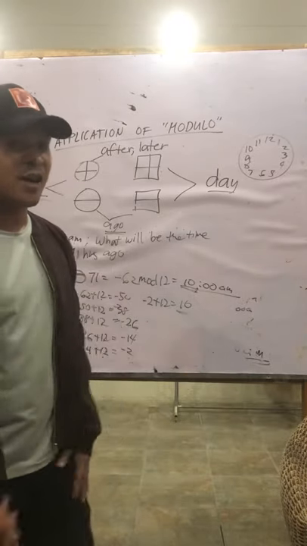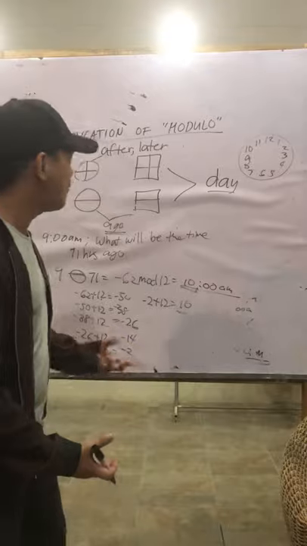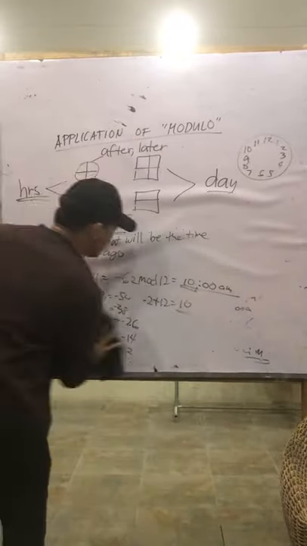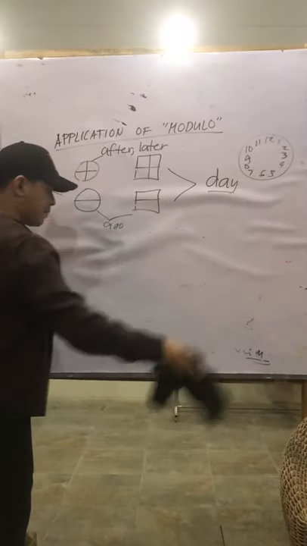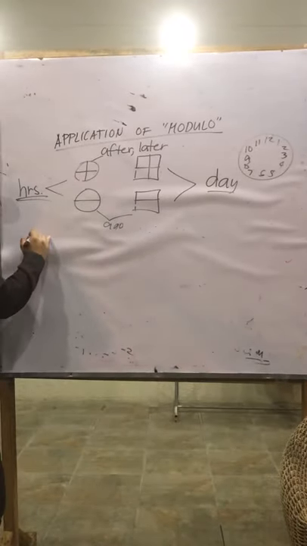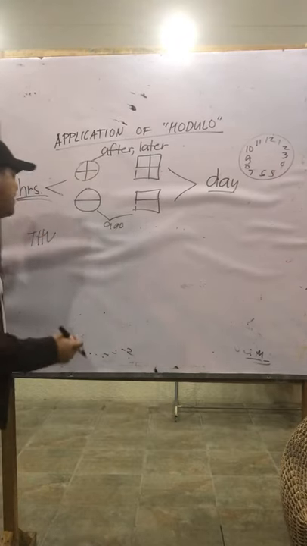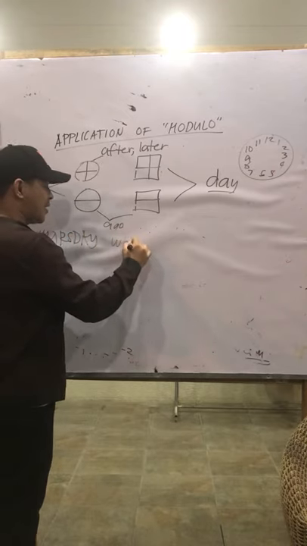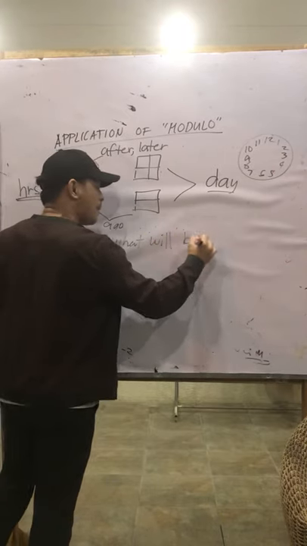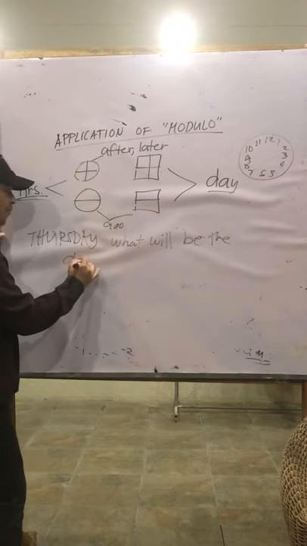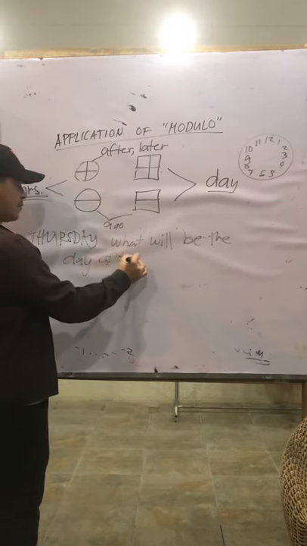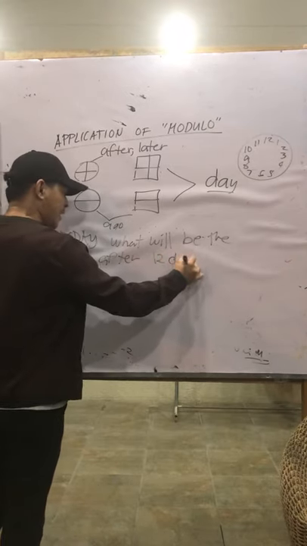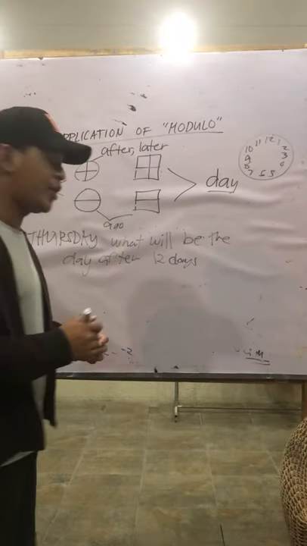So let us have another example, but this time let us use days. Okay, let us say that today is Thursday. Today is Thursday, and the question is, what will be the day after 12 days? Okay? What will be the day after 12 days?